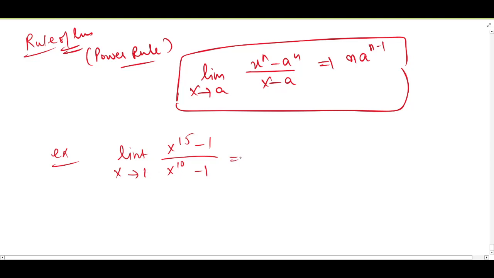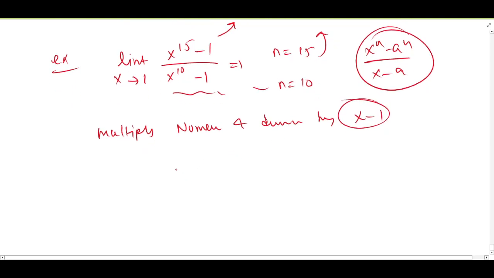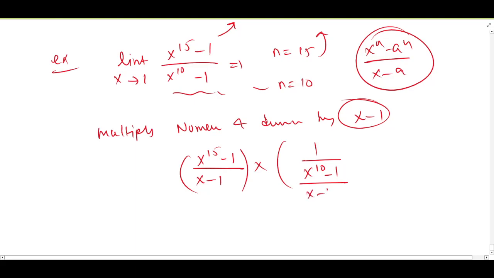So first of all, if we compare with this above equation, we have n is equal to 15 and in the denominator we have n is equal to 10. So we need to convert in the form of x to the n minus a to the n divided by x minus a. So multiply numerator and denominator by x minus 1. So we get x to the 15 minus 1 divided by x minus 1 into 1 divided by x to the 10 minus 1 divided by x minus 1.